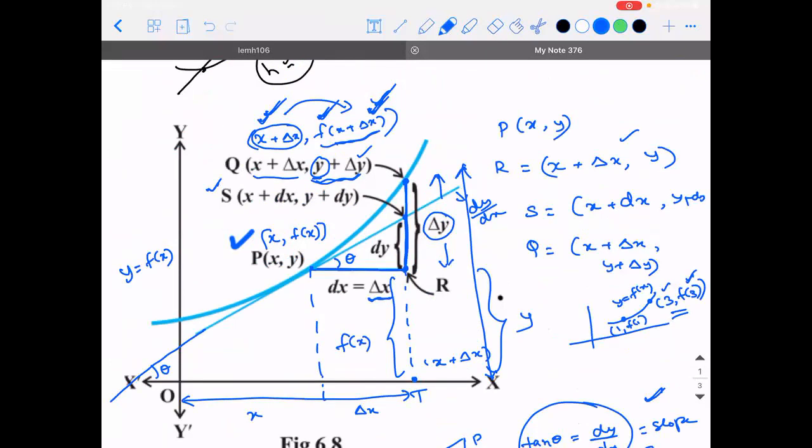T is the point directly below R, right, sir? No. It is beside R. It is not below R. It is beside R. Okay, sir.